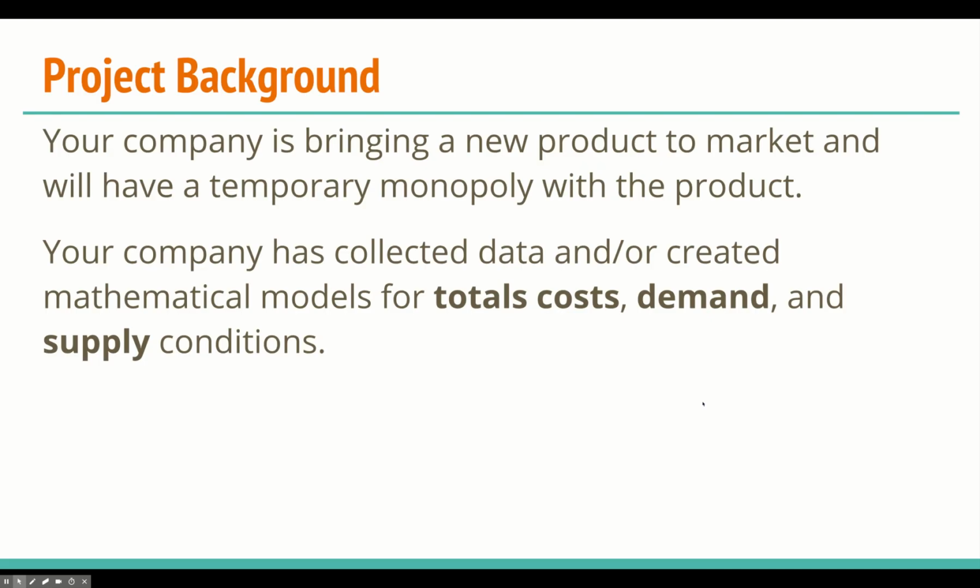Let's start with some background. In this project, we're going to assume that we have a company that's bringing a brand new innovative product to the consumer market, and that our company is going to have a temporary monopoly with that product. That basically means that we won't have competition from any other companies, at least for a while. Our company has collected data and/or created mathematical models for cost of production, demand, and supply conditions. We'll talk about what that means more in the course, but for now, let's focus on the big picture.